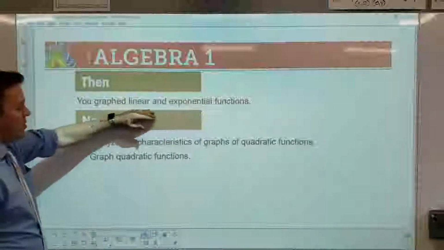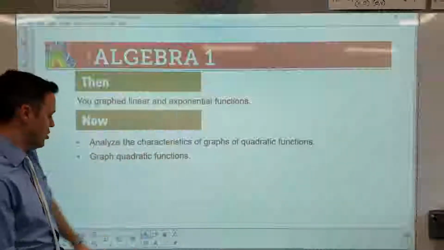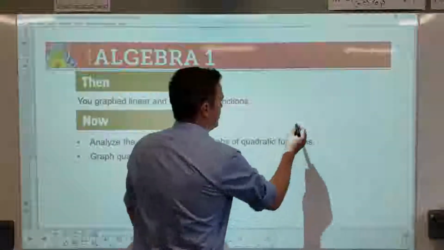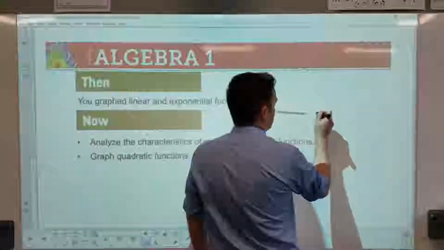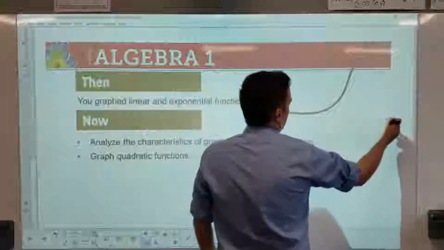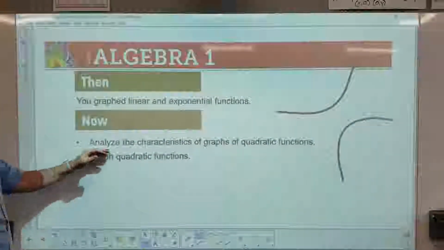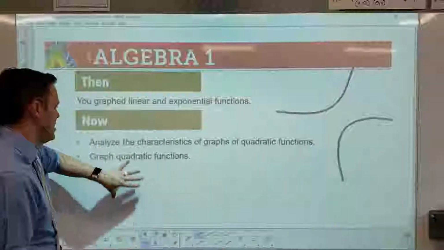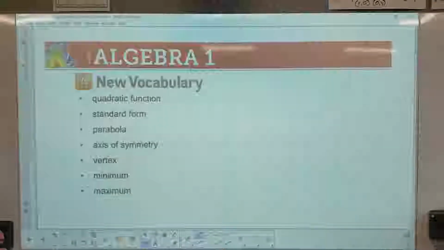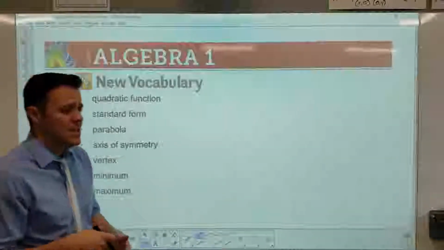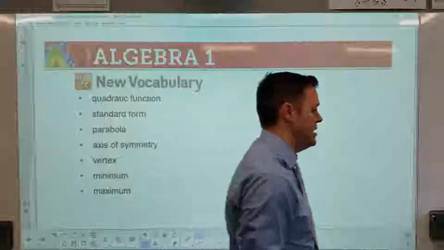All right, so we've been talking about linear and exponential. Remember, linear is just a straight line. Exponential is the ones that look like this, or it would look like this when you graph it. Now we're going to analyze characteristics of these and graph the functions. If you have the notes, please make sure you highlight and annotate.